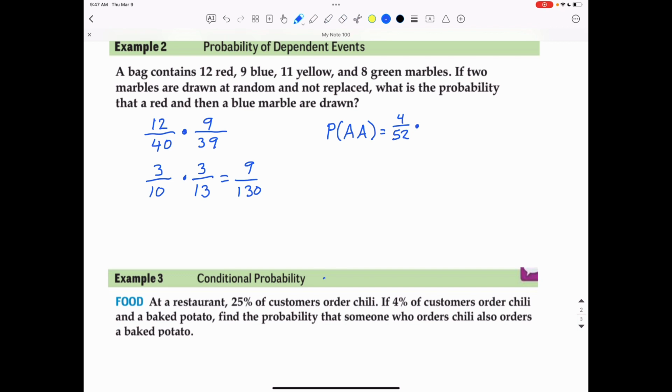If you get an ace on the first draw, there are now only 3 aces left in the deck, times there are now only 51 cards left in the deck. If I simplify those before multiplying, I get 1/13 times 1/17, and that is 1 out of 221 times you can expect in a card game that your first 2 cards are both going to be aces.